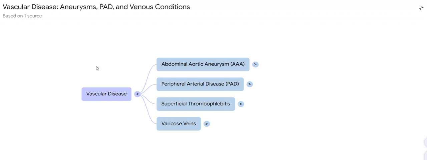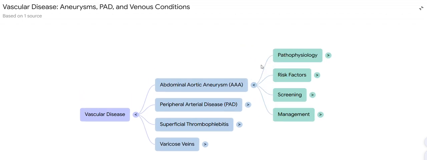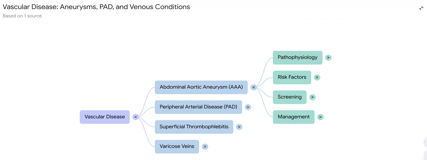So in this video, I'm going to talk about abdominal aortic aneurysm, which is one of the high yield vascular diseases. So let's dive right into it. Let's talk about the pathophysiology first. I'm going to show you guys a picture.